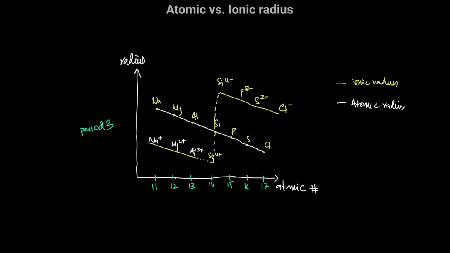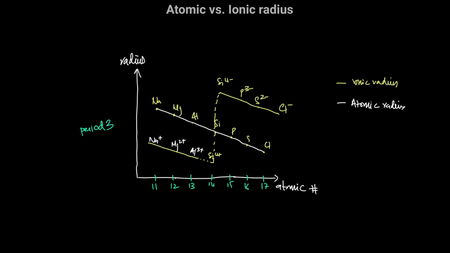Now over here again, the question is why do we see this decreasing trend? If you look at the cations, when you look at the successive cations in the period, the ionic radius is decreasing. You see the big jump to the anions, but then again you see this decreasing trend.